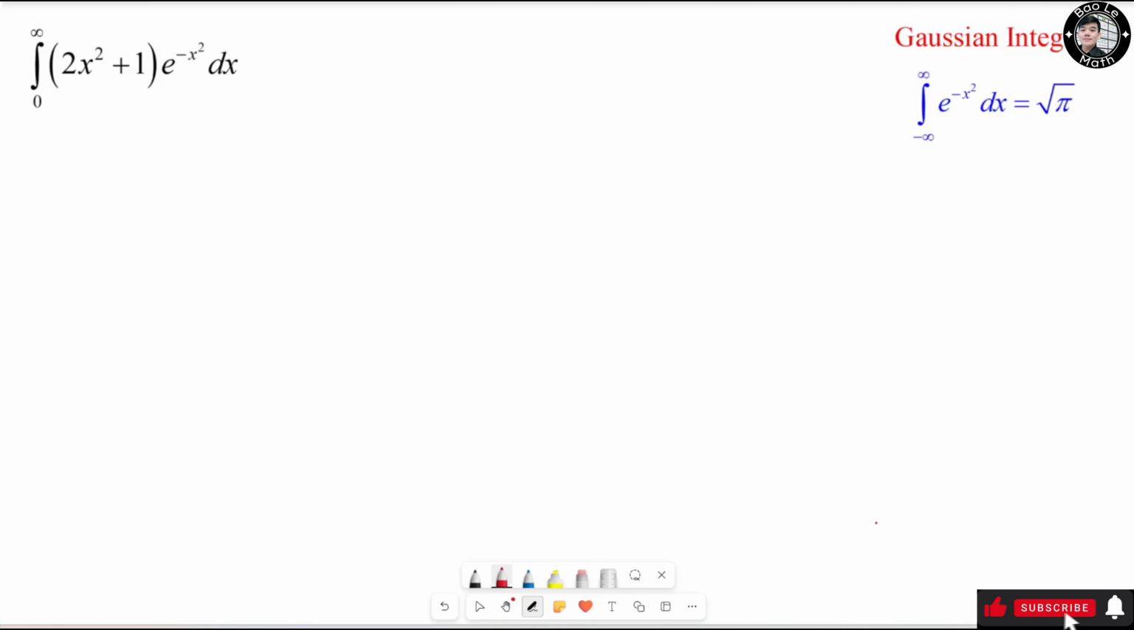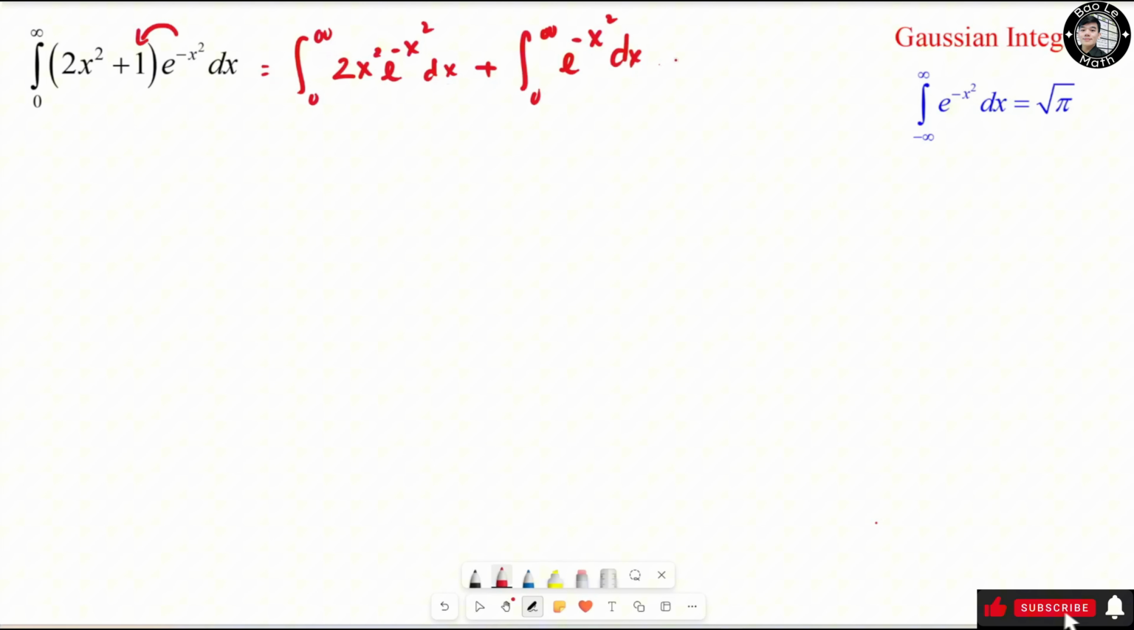Hello everyone, in this video we're going to evaluate the integral from 0 to infinity of (2s squared plus 1) times e to the negative s squared ds. In order to solve this one, we're going to distribute this. It turns out to be the integral from 0 to infinity of 2s squared e to the negative s squared ds plus the integral from 0 to infinity of e to the negative s squared ds.